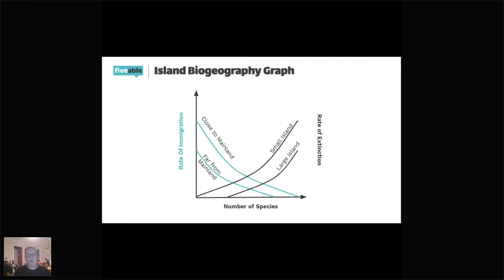So, thinking back to the Bermuda example, Bermuda's small, far from mainland. Taiwan is large, close to mainland. Which would have more species? According to this graph, which would have more biodiversity? Let me know in the chat. All right, so again, I would agree with what we said. The large island close to mainland would have the most species in an ideal world.